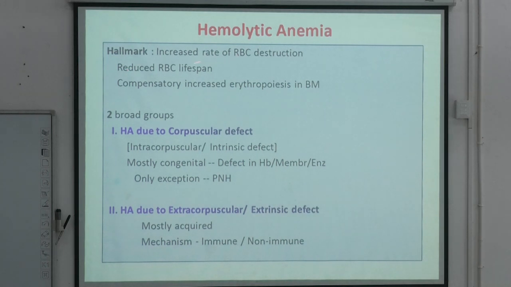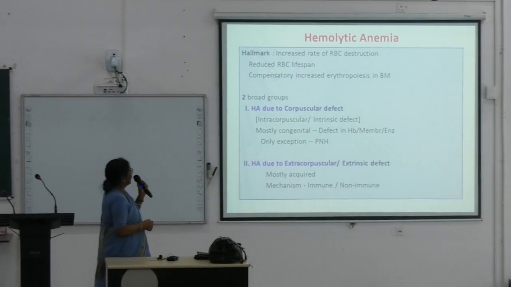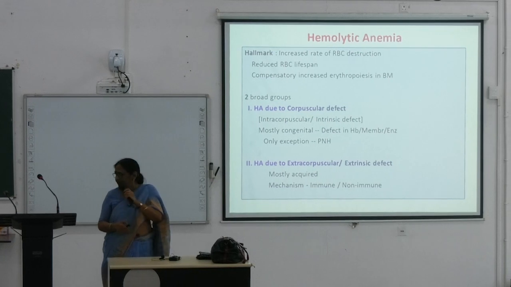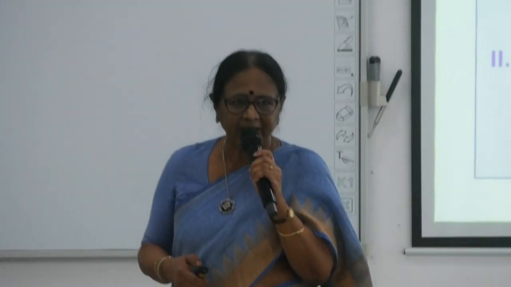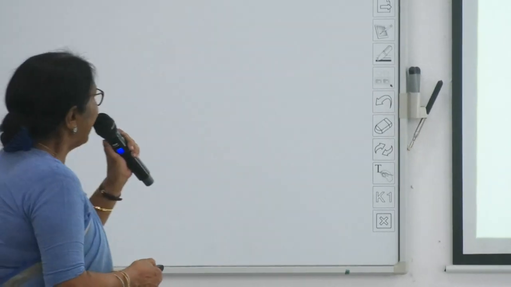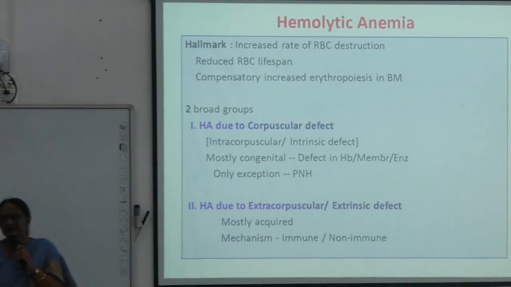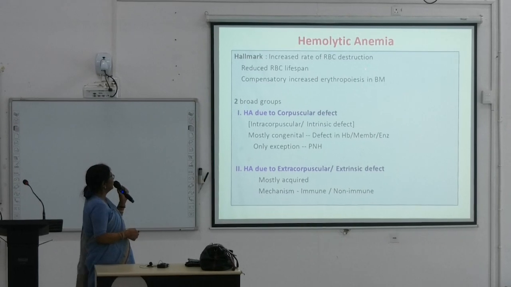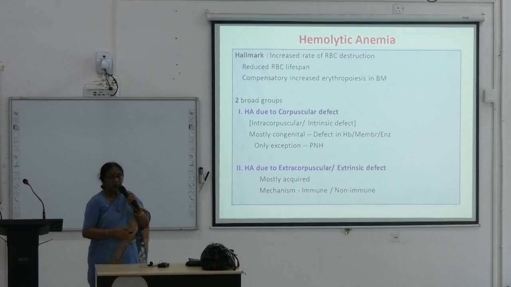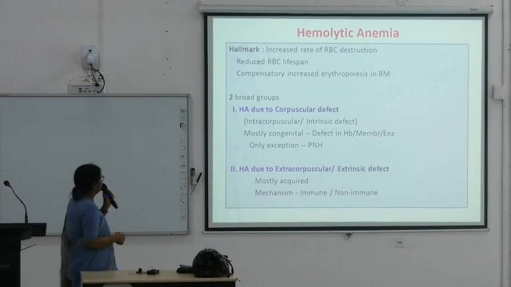When there is increased rate of red cell destruction, what happens in the body? There is reduced RBC lifespan. Normally the RBCs have a 120 days lifespan, but here the lifespan is reduced. And as there is increased destruction, the body tries to compensate for that loss of the RBCs. So there is compensatory increase in the erythropoiesis in the bone marrow. So these are the common features of all types of hemolytic anemias.